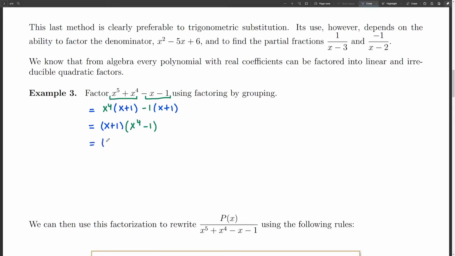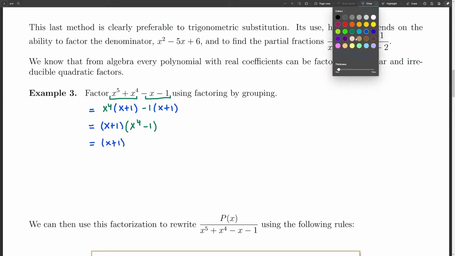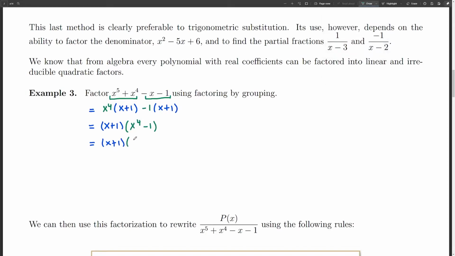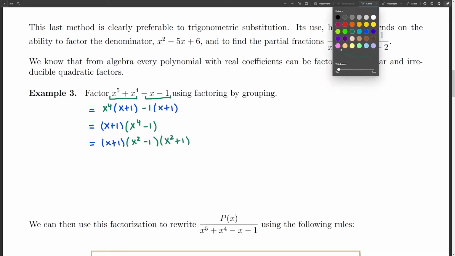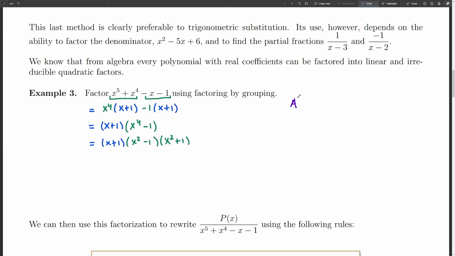But we can go even further than this. What we have to do is recognize that second factor, x to the power 4 minus 1, as the difference of two squares. So we can write x to the power 4 minus 1 as x squared minus 1 times x squared plus 1. And I'll just remind you of that difference of two squares.